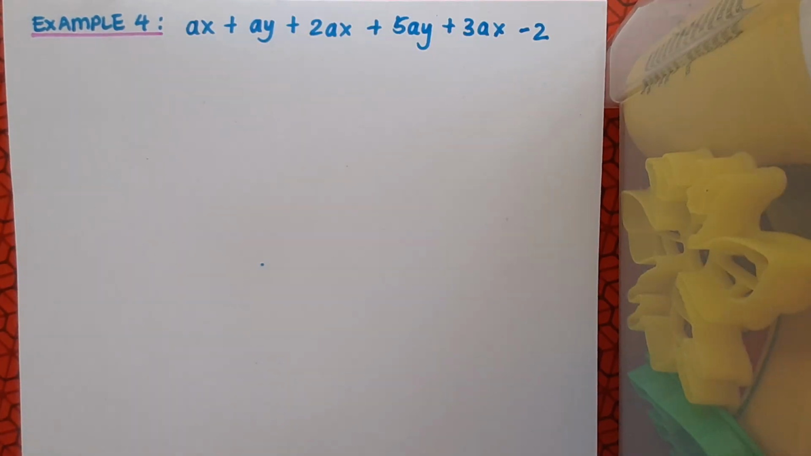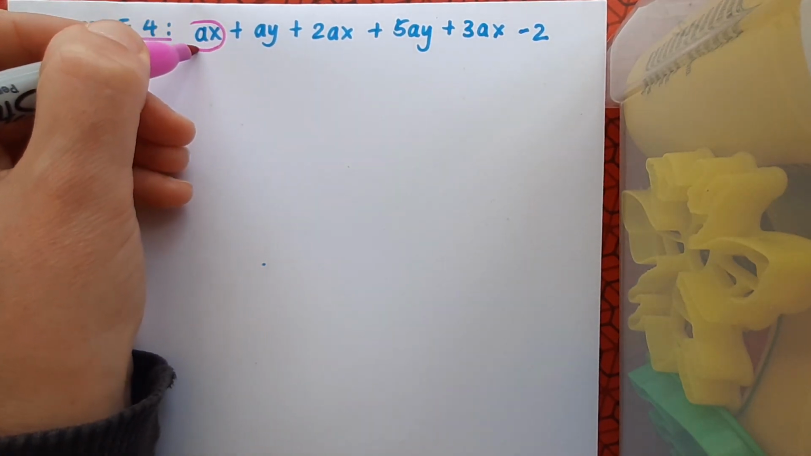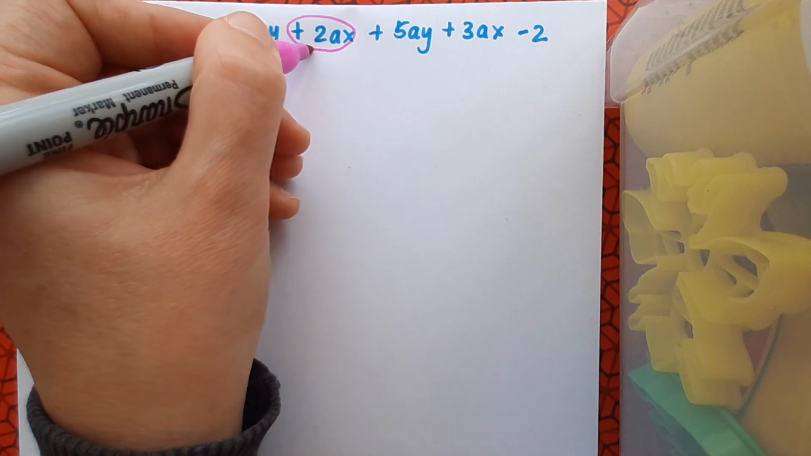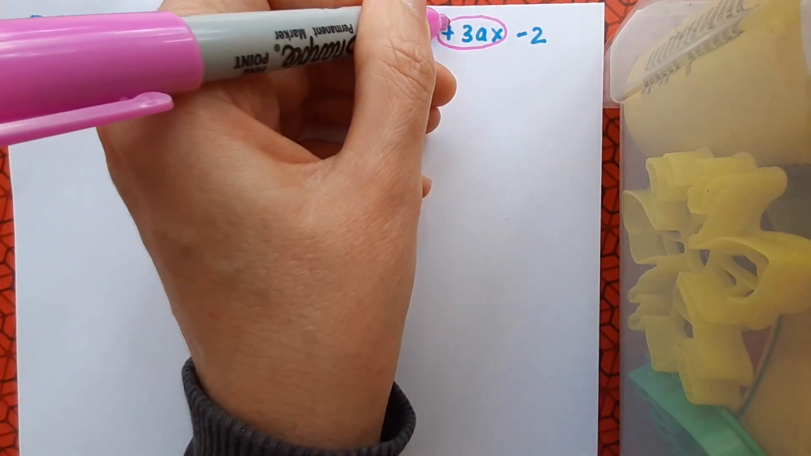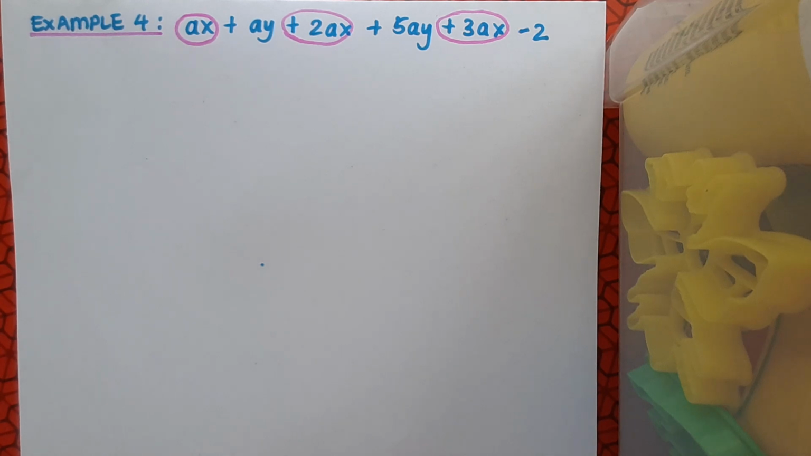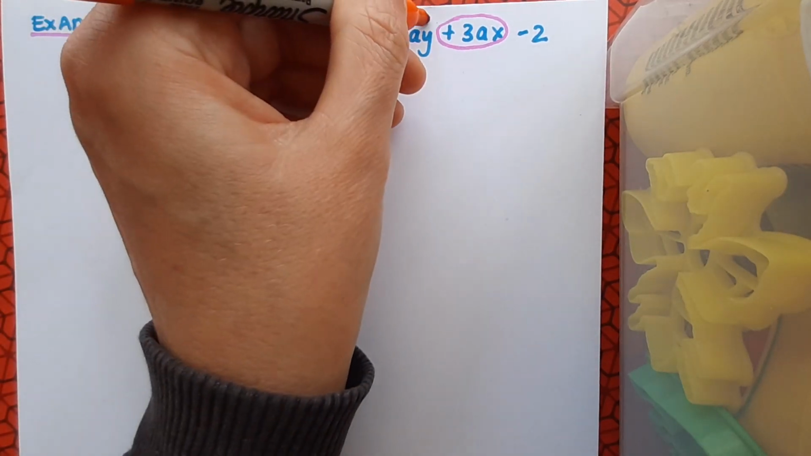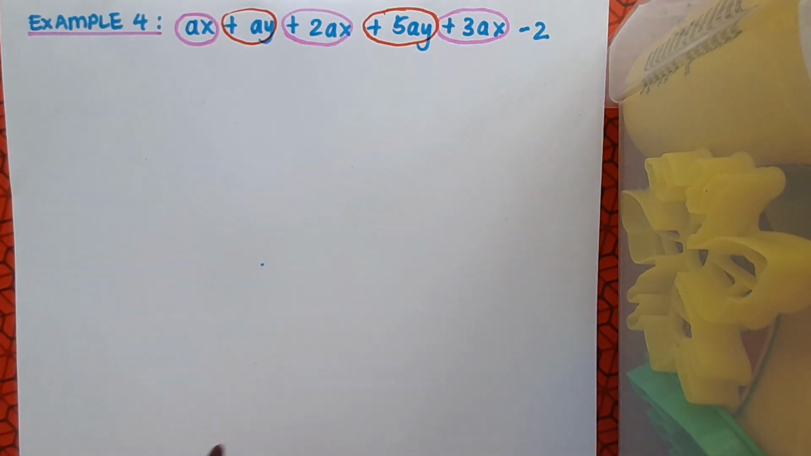Okay, here's example 4. Again, write example 4 into your copy, pause the video, identify the like terms, and then play and see if you're correct. Okay, so looking at this, I can see that I've got an ax term at the start. So I'm looking now for any other terms that end in ax. I've got plus 2ax, and I've got plus 3ax. So they're all like terms. And I've also got plus ay matching up with plus 5ay. And this minus 2 at the end doesn't have a partner. There's no like term to go with that.